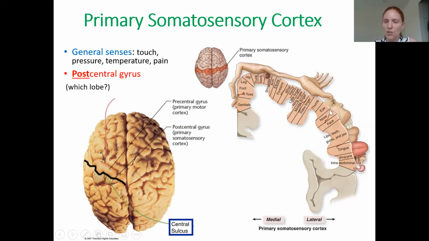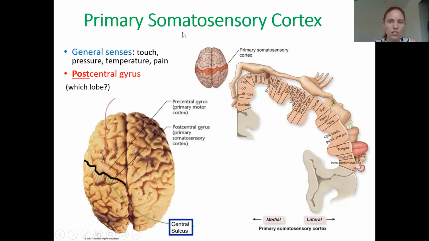For example, the lips and the tongue and the fingertips have a much, much bigger area than, for example, the back of the leg, and it has to do with the density of the receptors. So areas that are very sensitive to touch and have a lot of receptors packed in together are going to have bigger areas within the somatosensory cortex devoted to that particular part.